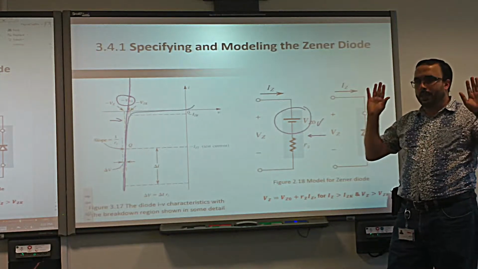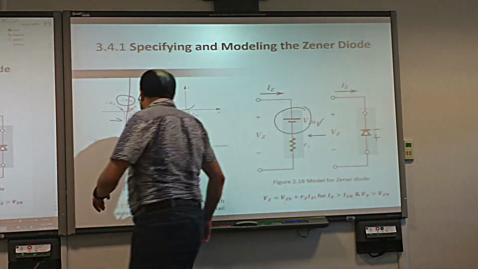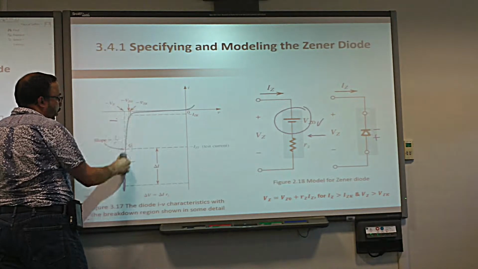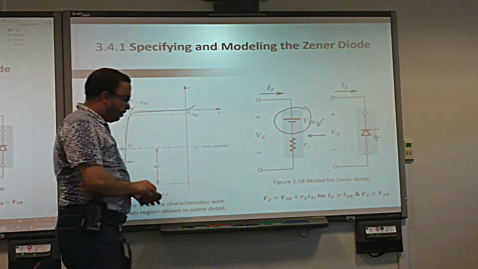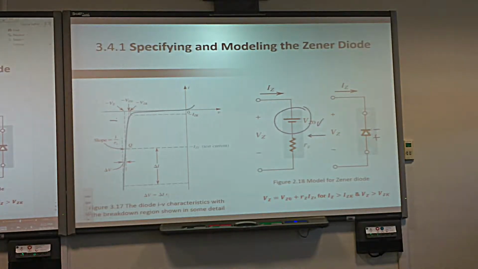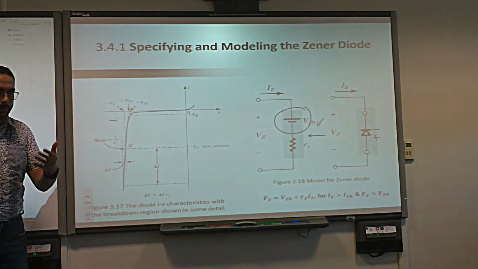Good? Excellent. Very good. Now, let's continue our modeling. This is called modeling. This is also a task of an engineer, usually of scientists as well, to model things to understand how they work and to use them in the analysis.